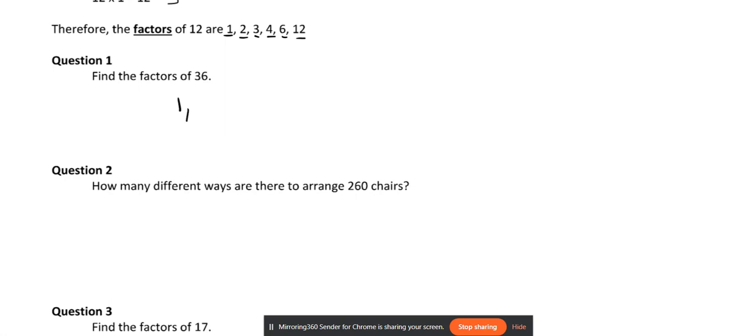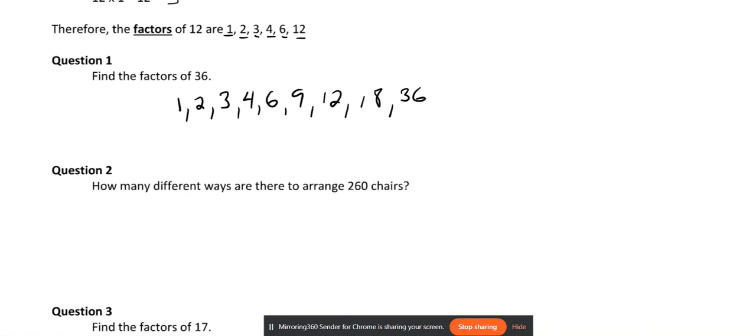What's the next one up? What else goes into 36? 36 is an even number, so 2. Next one, 3, yeah, because you can go 36 divided by 3. Next one, 4. 5? No. So just 6. 9. And 36 itself. So those are the factors of 36. Okay?